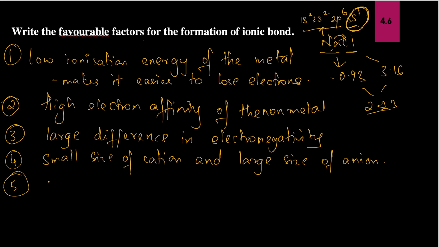And the last one is high lattice energy. This high lattice energy will result in a more stable compound. Now, what do you mean by high lattice energy? That means when the compound is forming, it will release an enormous amount of energy. The crystal lattice will release a huge amount of energy. Therefore, when the lattice energy is higher, it will favor ionic bond.